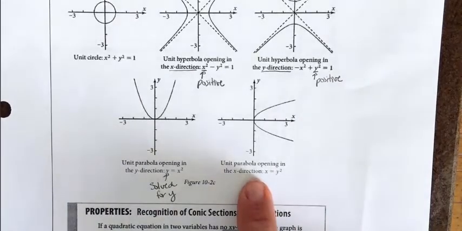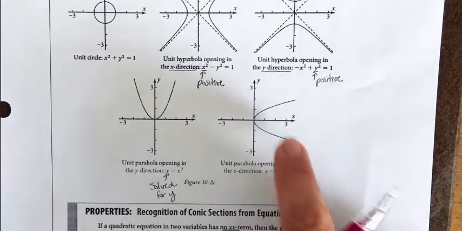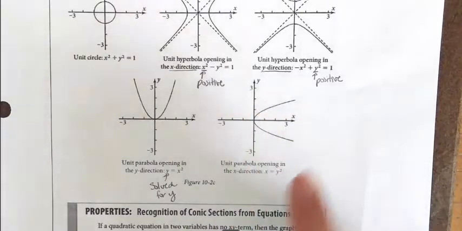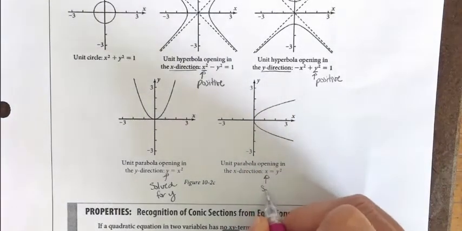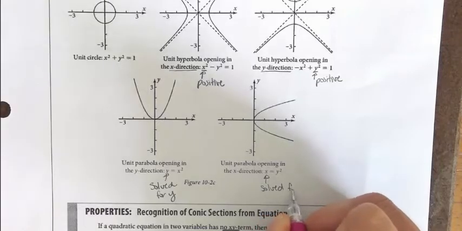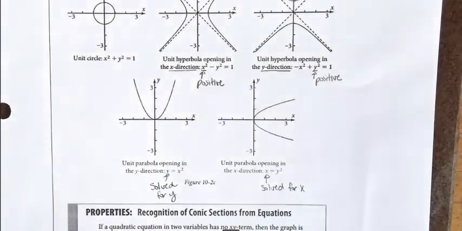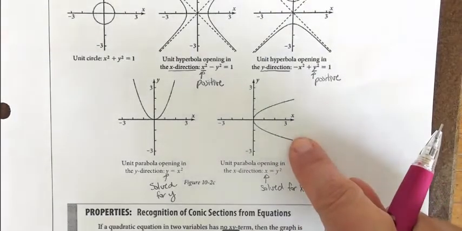The unit parabola opening in the x direction, or basically that parabola on its side, is when it's solved for x. And as we continue in math, we begin to see many, many of these.